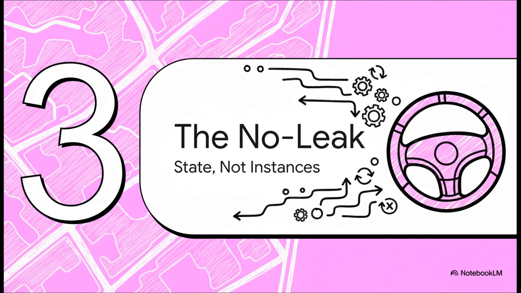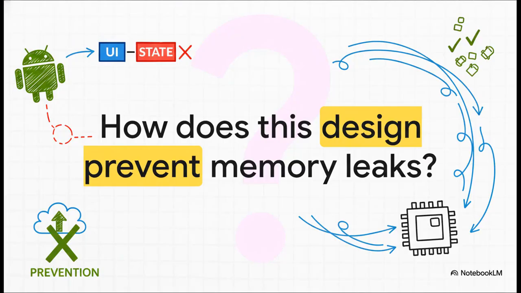And yeah, that separation, that clean line between the map and the driver, that is the secret sauce for preventing memory leaks. It's such a simple but incredibly powerful design principle. You manage the state, not the UI instances themselves. All right, so let's get down to the brass tacks. How exactly does this design stop those dreaded memory leaks from ever happening?